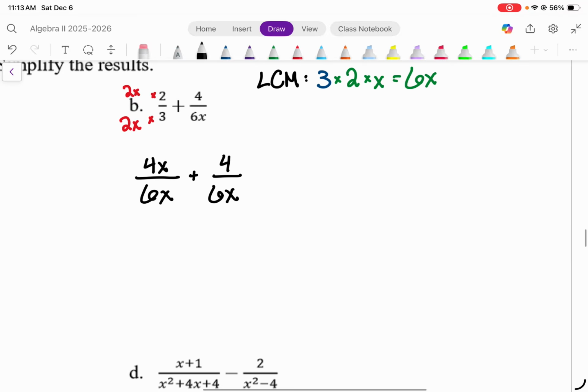Now that we have a common denominator, we will add. So we would get 4x plus 4 on the top.